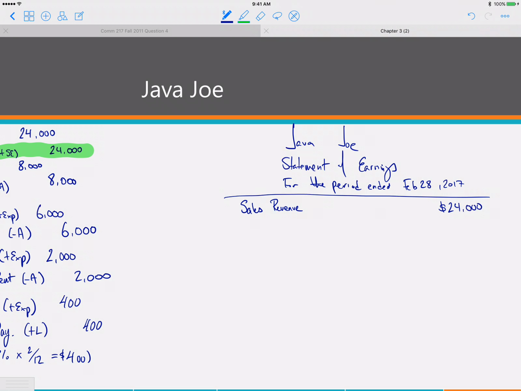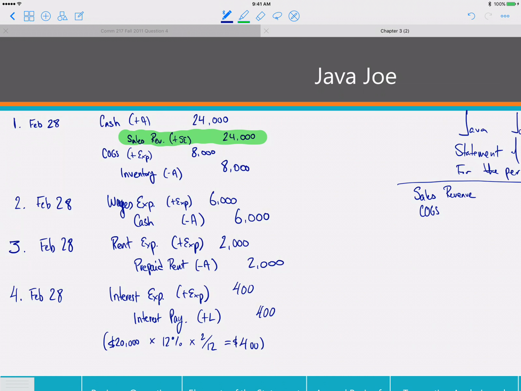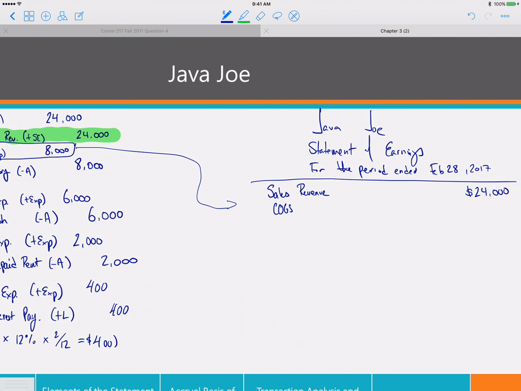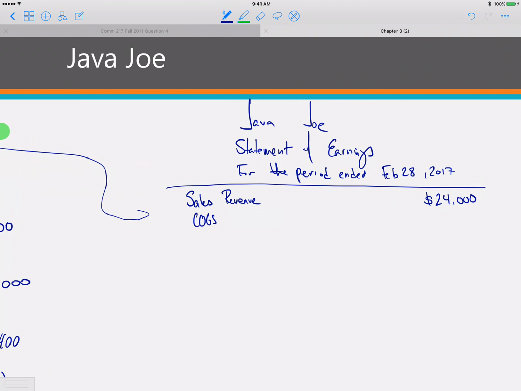And the next line in our income statement is going to be our cost of goods sold. So we're going to take a look, and our cost of goods sold was $8,000. So we subtract $8,000. So what was the gross profit for Java Joe for the period? The gross profit was $16,000. And these $16,000 is what Joe is going to use to pay every single other expense, and then keep a little bit more either for himself or to reinvest in the business.